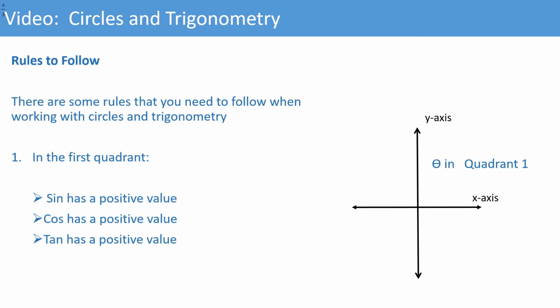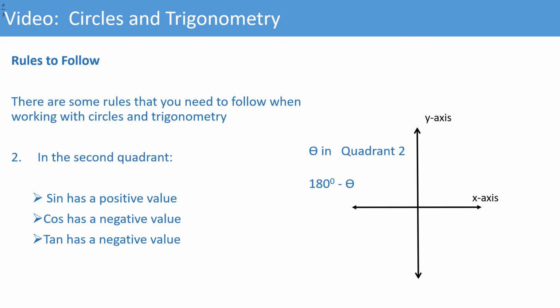The rules that you need to follow are: in the first quadrant, sine has a positive, cos has a positive, tan has a positive value. In the second quadrant, sine is positive, cos is negative, tan is negative, and you need to subtract 180 degrees minus theta.